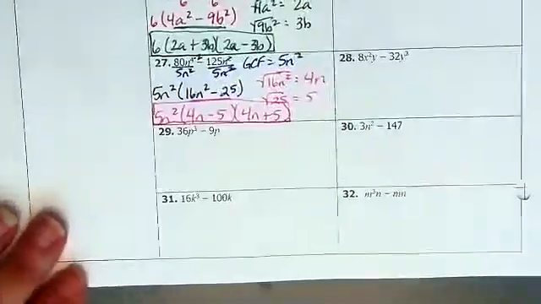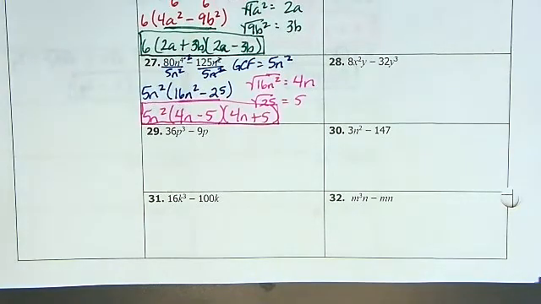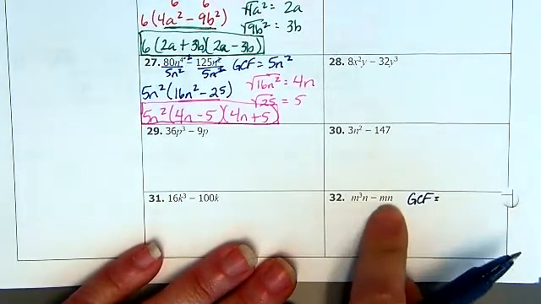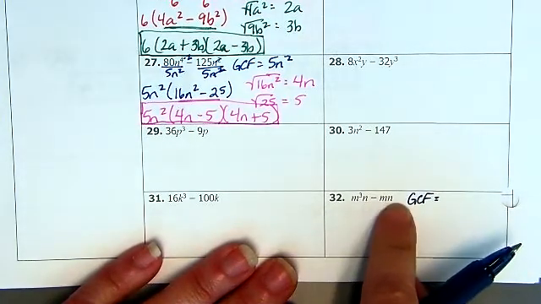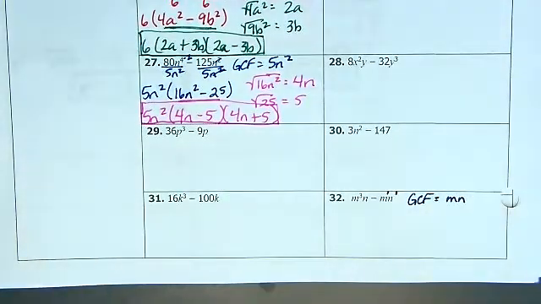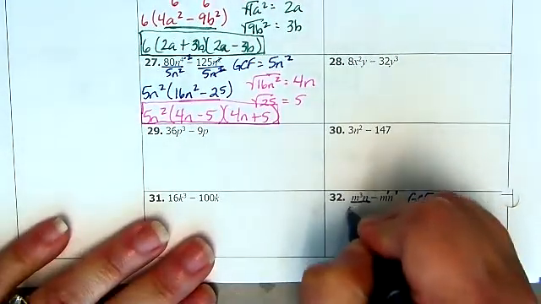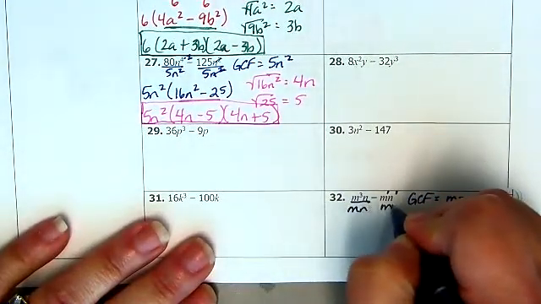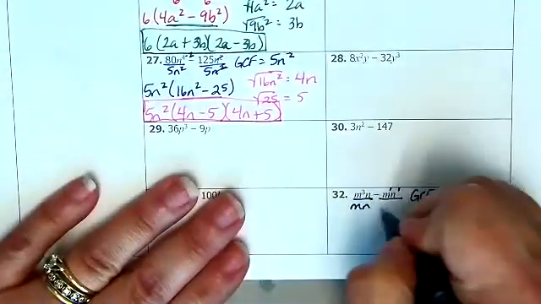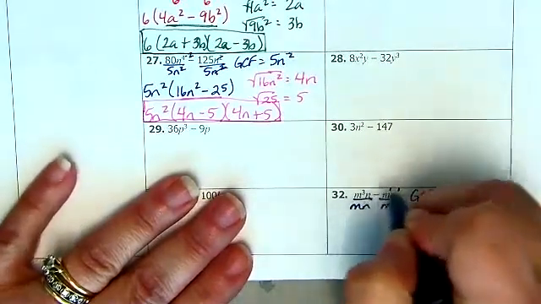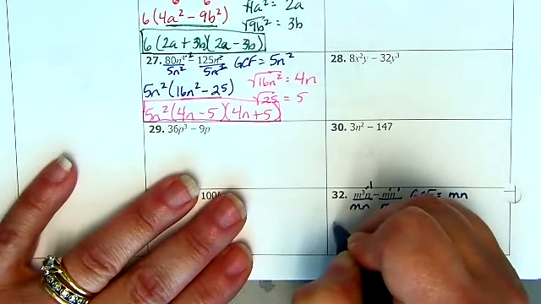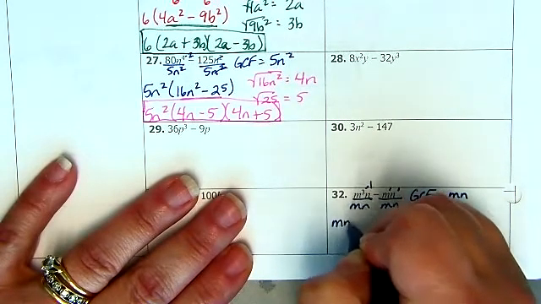Okay, last one, just letters, no numbers. So I've got to figure out what's my GCF. Well, they both have an m and they both have an n. The lowest coefficients are 1, so my GCF is mn. So that's what I'm going to pull out. I divide each one by mn. When I'm taking care of the m's, that means I'm subtracting exponents. So therefore, mn is my GCF.